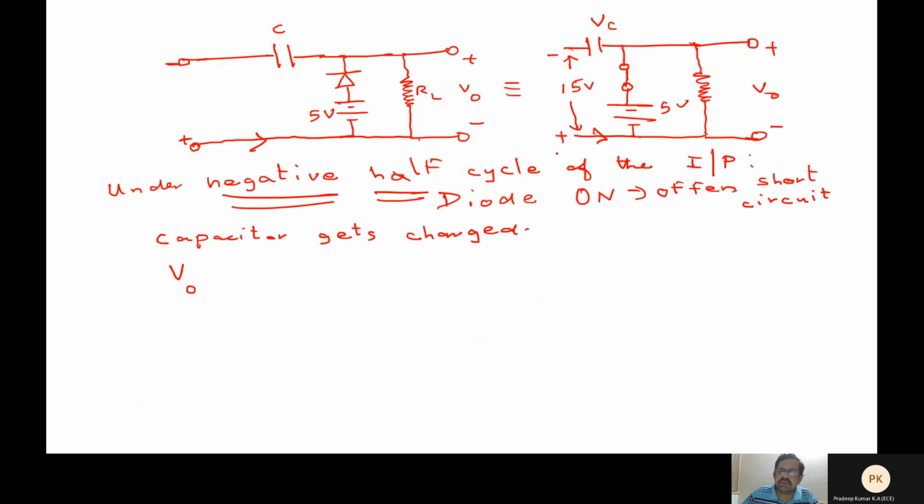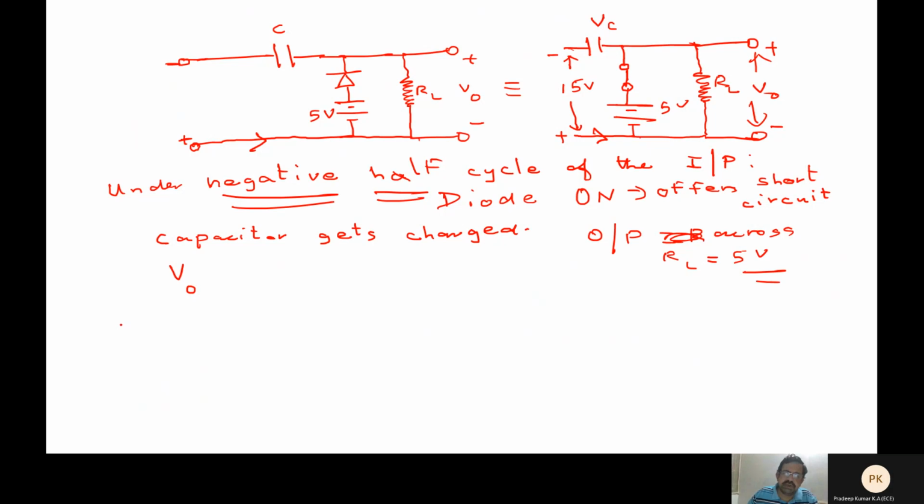So to do the KVL, first of all, let us find what is the output. Output is taken across RL. So in this cycle, what is the output across RL? Across RL is 5 volt because this is shorted. This voltage will be seen here. So this voltage 5 volt will be seen across the RL. So that is the output in this negative half cycle.